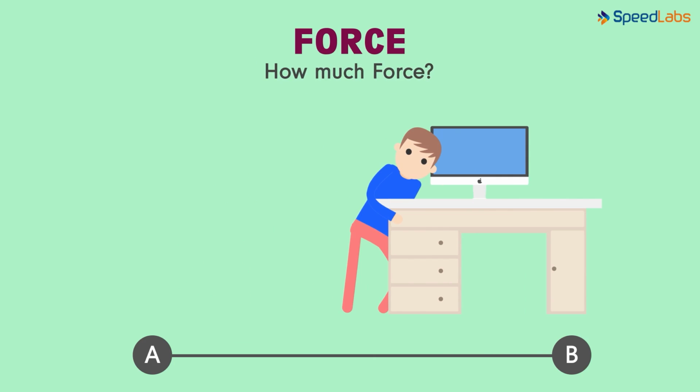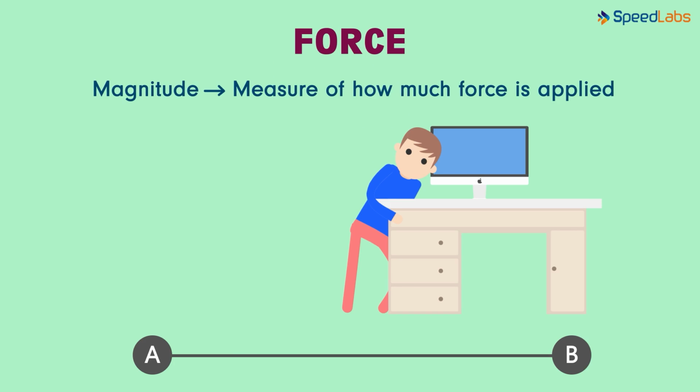So how much force did he apply on the desk? What is the strength of the force that he applied? The strength of force is usually expressed by its magnitude. But what is magnitude? Magnitude of force is simply the measure of how much force is applied. It is purely a numeric value. Assume that he applied a force of 5 newtons to move the desk from point A to B. Here the number 5 is the magnitude of the force.